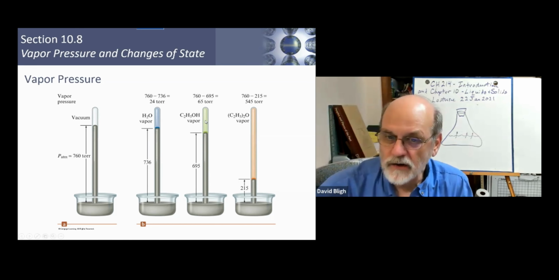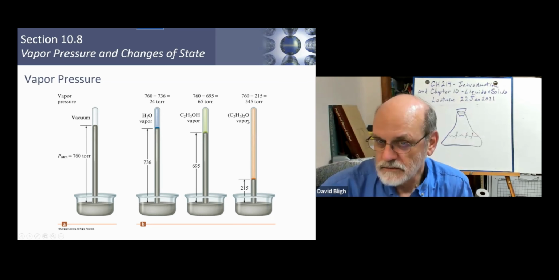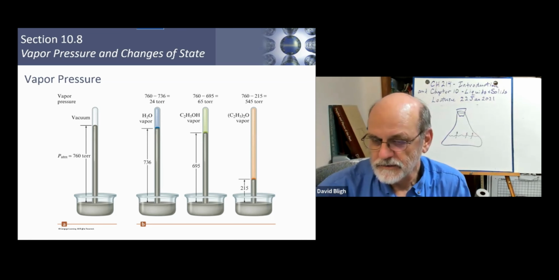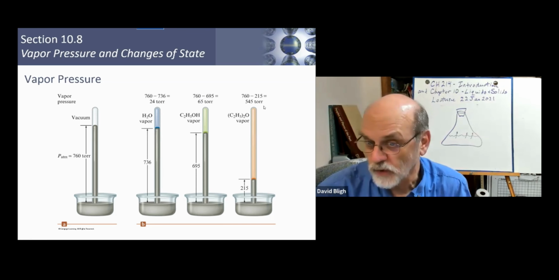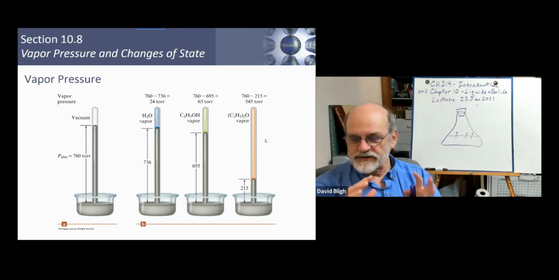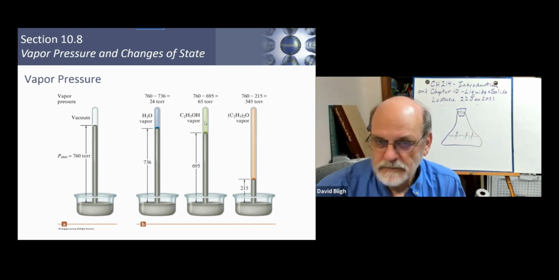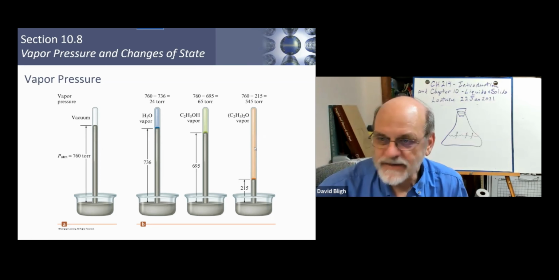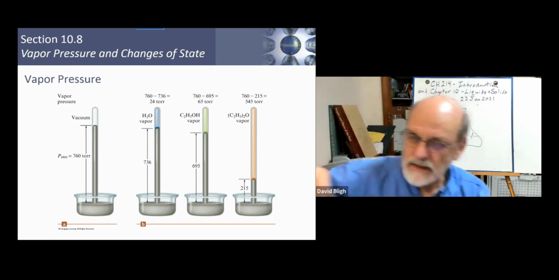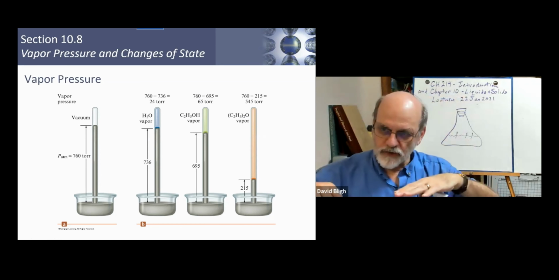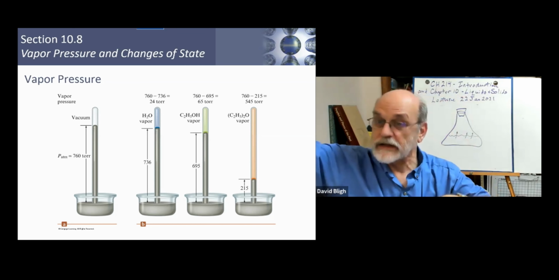If you use ethanol, then the vapor pressure is 65 torr. If you use diethyl ether, the vapor pressure is 545 torr. And all of these differences in vapor pressure depend on the size of the intermolecular forces. Water has very strong intermolecular forces. Ethanol has less, and diethyl ether has much, much less. Which means the lower the intermolecular forces, the higher the vapor pressure. They're inversely proportional.